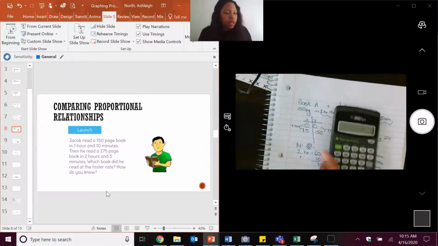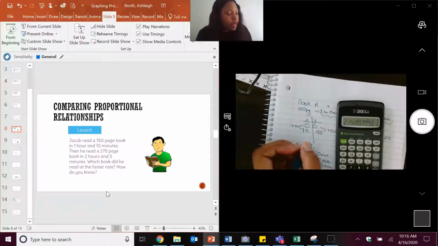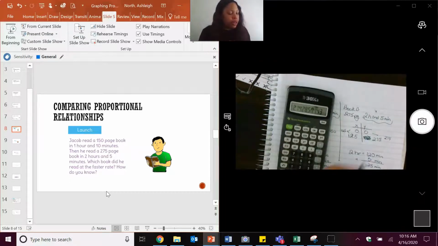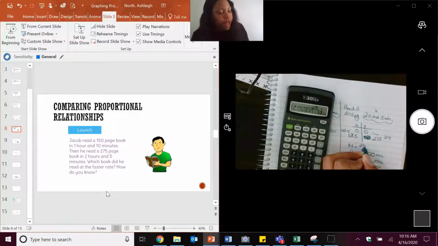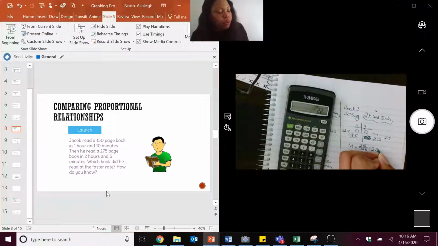I'm going to get my calculator. 150 divided by 70 gave me 2.14. I'm going to do the same thing over here. My M equals 275 over 125. 275 divided by 125 gave me 2.2.